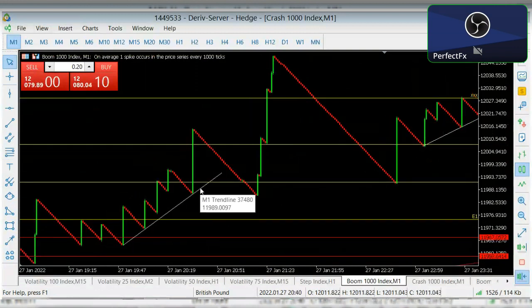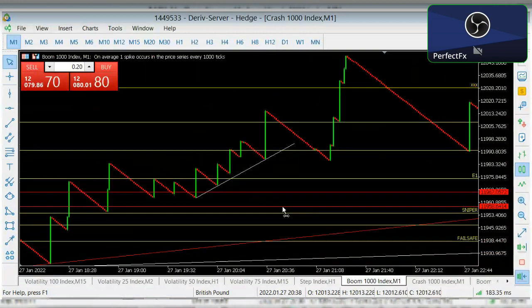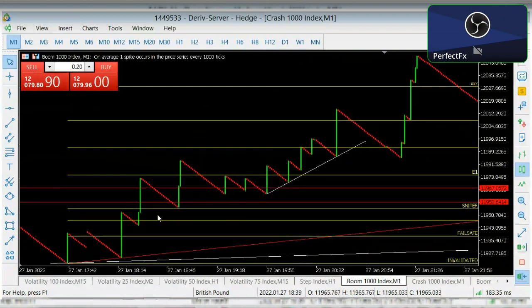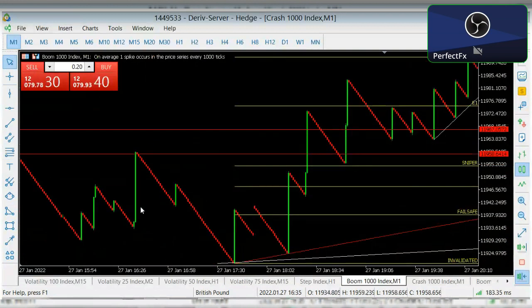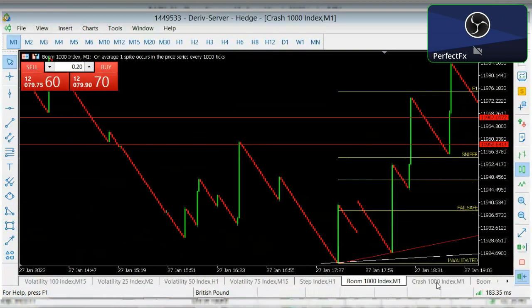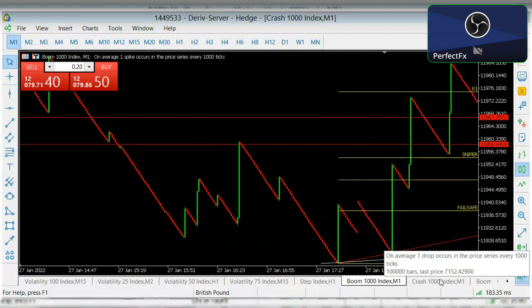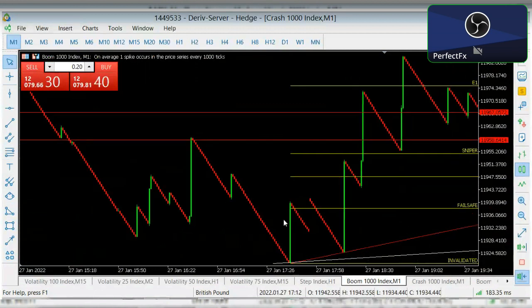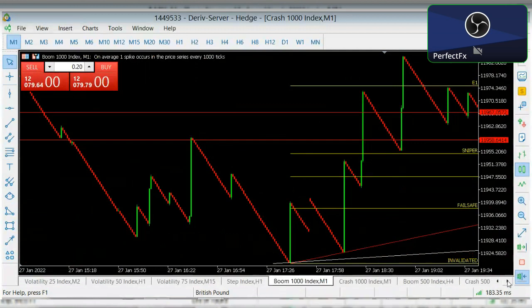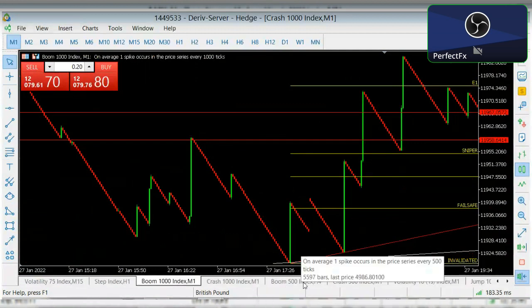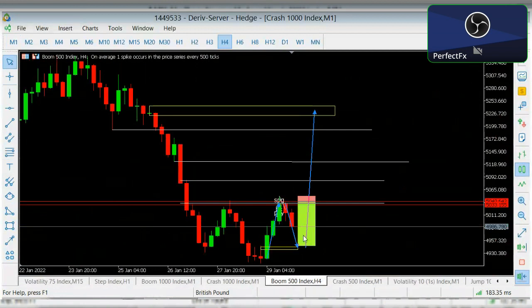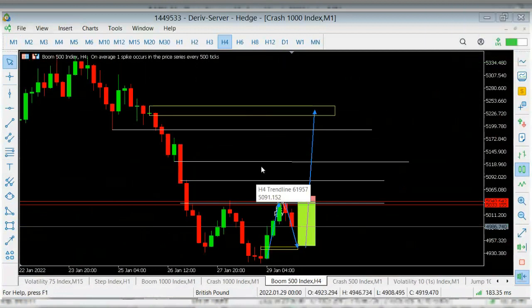So guys, that is how this strategy works. Just wait for 3 confirmations and then you enter the market. You can backtest it on Boom 1000 index and all the Crash and Boom indices, and see how profitable it is for you before utilizing it on your live account. I don't advise people to go into live account trading without backtesting a strategy.